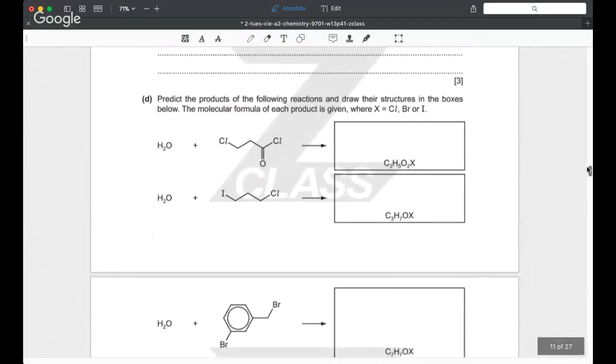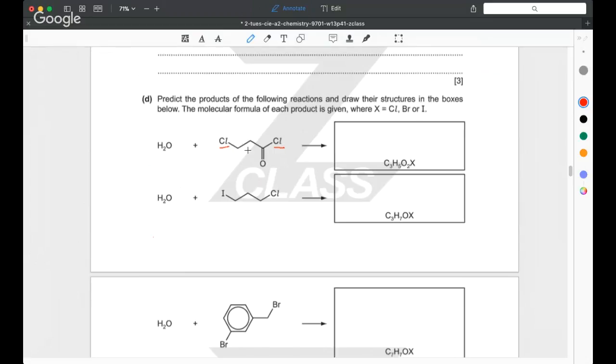Okay, so look at this then. You've got a halogen there, haven't you? I've lost my pen. You've got a halogen there, and you've got a halogen there, and only one of them is going to react. So you've got to figure out, well, which one is the most reactive?